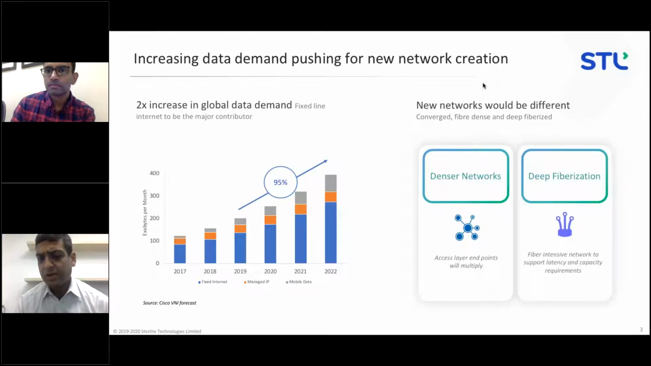And if you look at the transition to 5G, latency is one great example of how this is driving the evolution of networks and contributing to every one of these three areas: convergence, densification, and fiberization. Right. With that, we'll talk a little bit about what these converged networks would look like and where the fiberization is taking place.